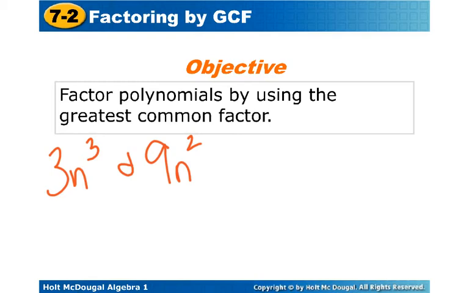Well, looking, you have 3 and 9. They both share a factor of 3. And then n cubed and n squared. Remember, you take the lowest exponent value for your variables, and in this case it would be 2, so 3n squared would be my GCF.